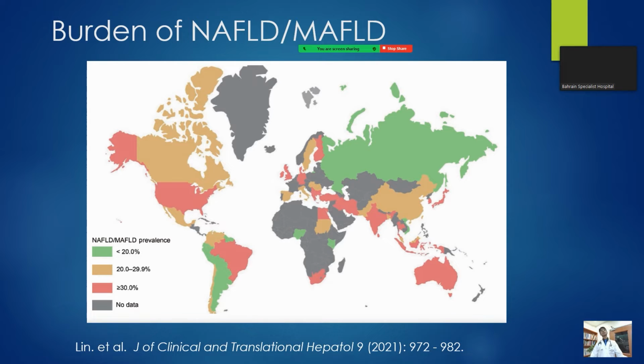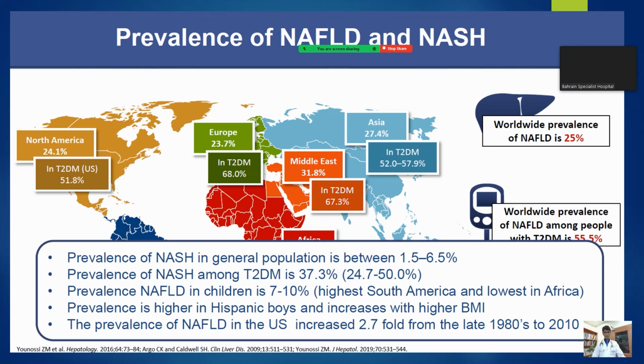It was said that the number one cause of liver transplant was hepatitis C at a certain point, but after the advent of new medications for hep C, it has been replaced by non-alcoholic fatty liver disease as the number one cause for liver transplantation worldwide. This is another slide from another study which documented 31.8% non-alcoholic fatty liver disease in the Middle East region. And worldwide, the prevalence is around 25%.